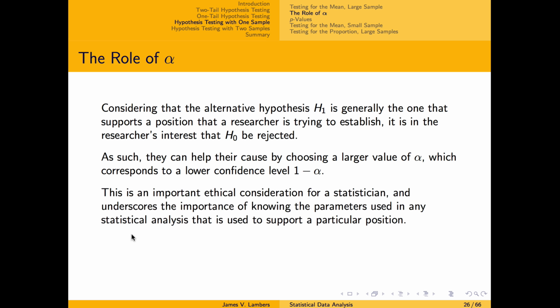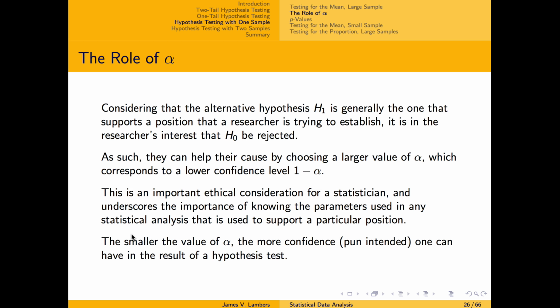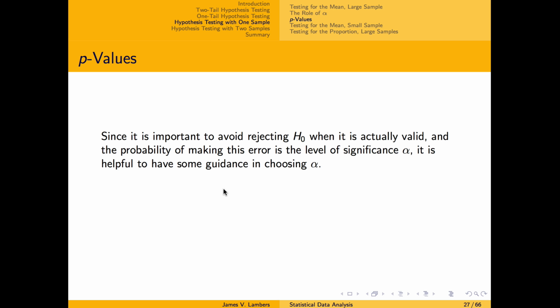Therefore, the result of a hypothesis test may be misleading, especially if important parameters like the confidence or significance level are not disclosed, and now it is clear why they should be. The bottom line is that a smaller value of alpha inspires greater confidence, both mathematically and otherwise, in the result of a hypothesis test. While on the subject of the importance of a level of significance alpha, it is helpful to have some guidance in choosing it.